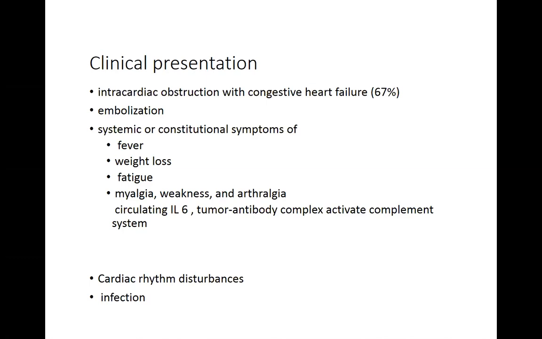Echo characteristics of myxoma: it usually arises from the septum and is located in the left atrium. It will be polypoid, with a smooth surface, and with multiple echogenicity in the mass. Sometimes it can prolapse and also obstruct the nearby valve, which is mostly the mitral valve.